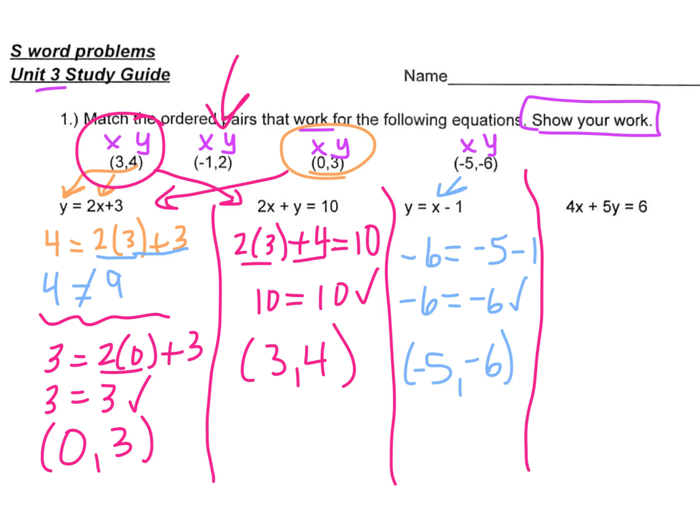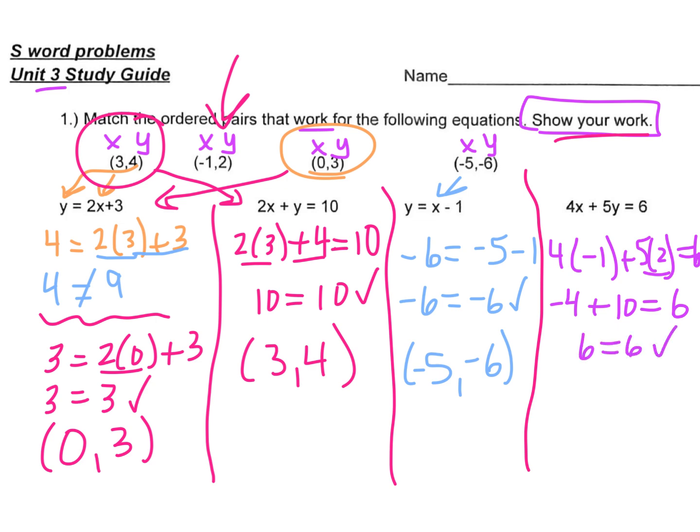Let's try it because we have to show our work. So 4 times -1 plus 5 times 2, does this all equal 6? Well, 4 times -1 is -4, and 5 times 2, remember I'm following the order of operations, 5 times 2 is 10. Does that equal 6? It sure does, because -4 plus 10 does equal 6. So the ordered pair of 1, 2 works for that equation.